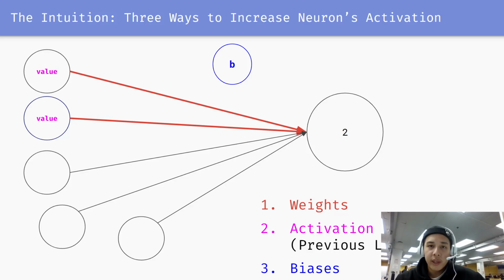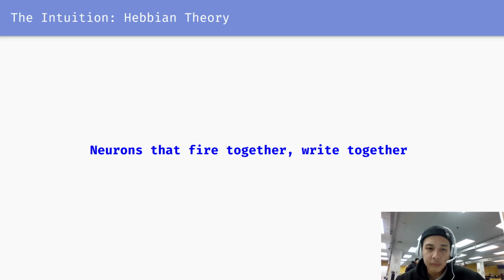So the three ways to increase a neuron's activation, as you can see, the three things we can manipulate are number one, the weights, which are indicated by the red lines, the activation values, which you can see on these neurons right here with the purple value label, and the biases. So these are three things we can manipulate to increase a particular neuron's activation.